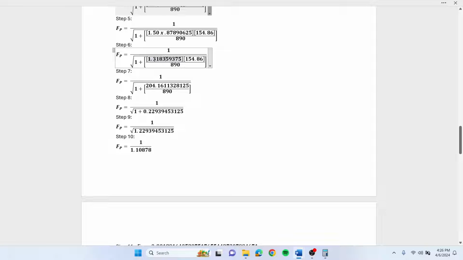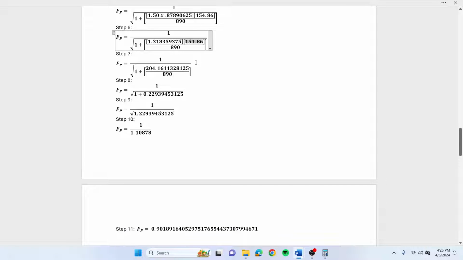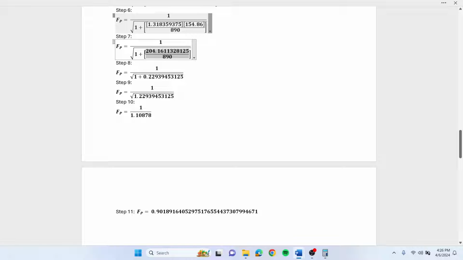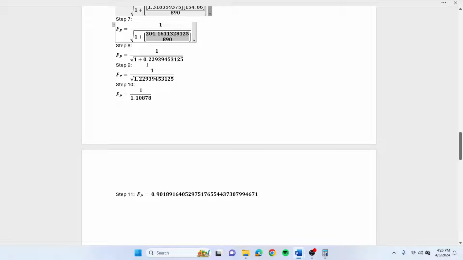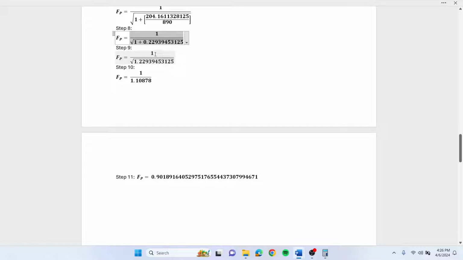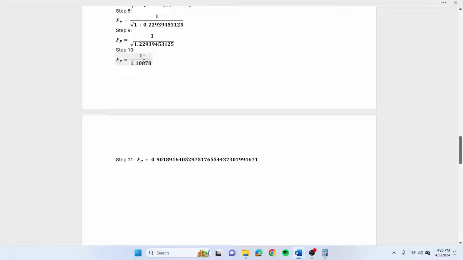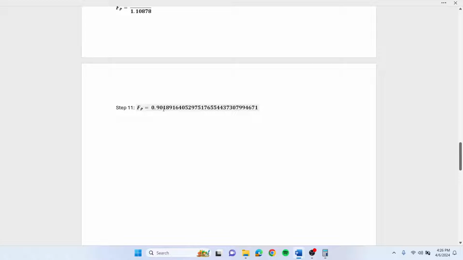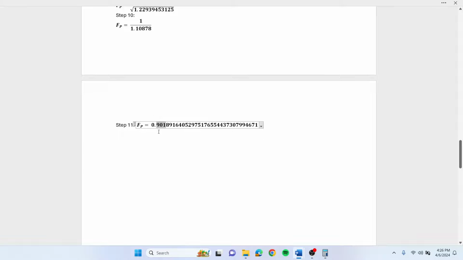This is that exact same number, except we have a symbol that we may not have seen before. And you take that times 154, which was another answer that we had up above. So you end up with the 204 divided by 890, which ends up being 1 plus 0.02293, this long decimal. So then you take 1 divided by the square root of this 1.229, which ends up being 1 divided by 1.10878. And then ultimately you come up with that exact same pipe correction factor.